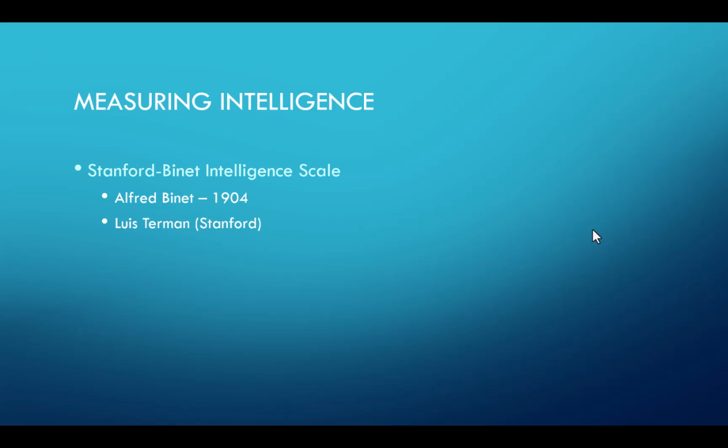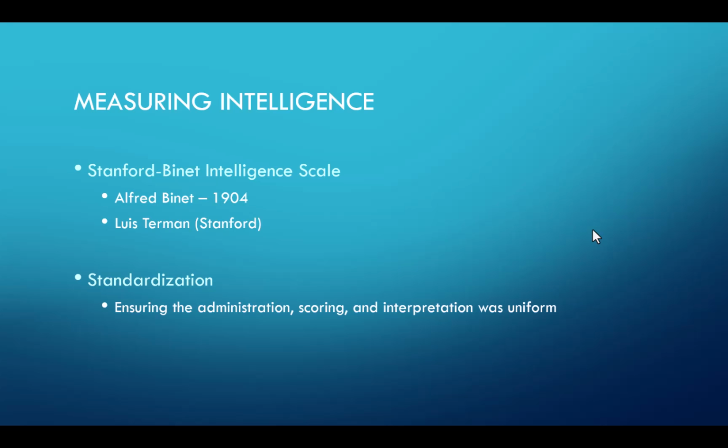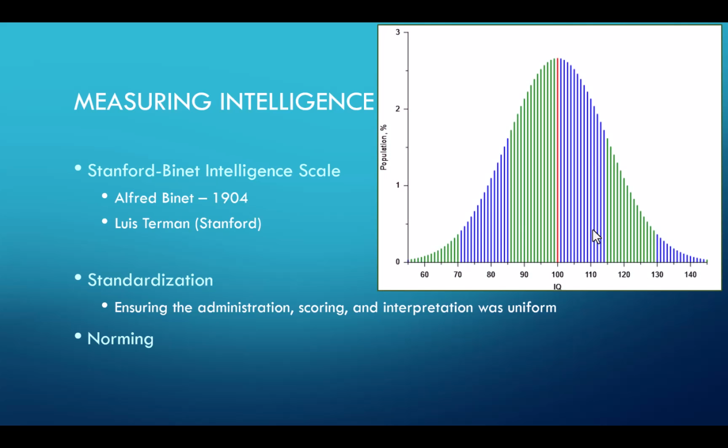So the value of this type of testing was recognized by others, and Louis Terman, who is from Stanford, modified the test for Americans, and he collected norms and standardized the test basically. So the standardization ensured that the administration, the scoring, and interpretation was uniform, so that the numbers had more value to them. So norming involves collecting a large amount of data from a population and then comparing groups to provide a reference for comparison of later scores.